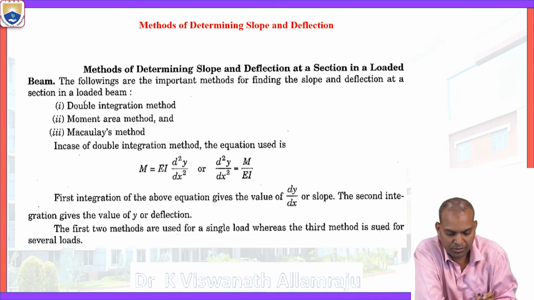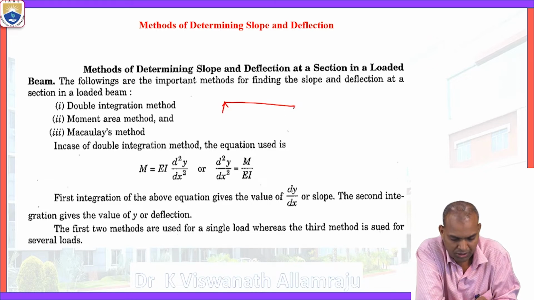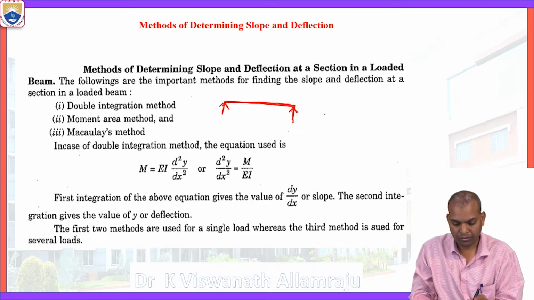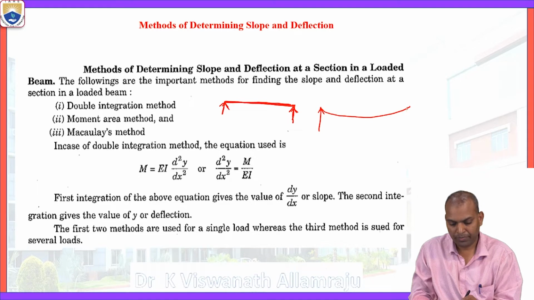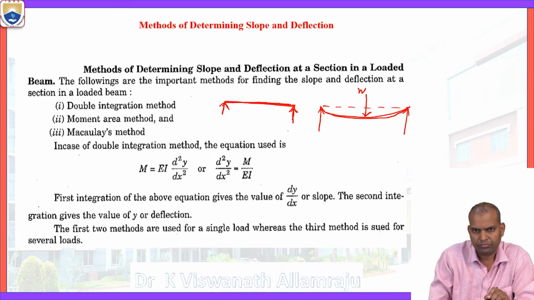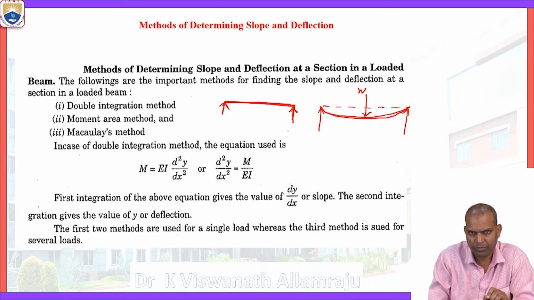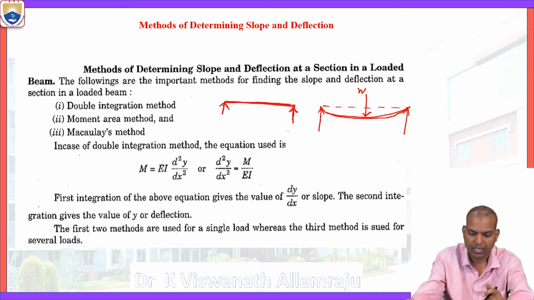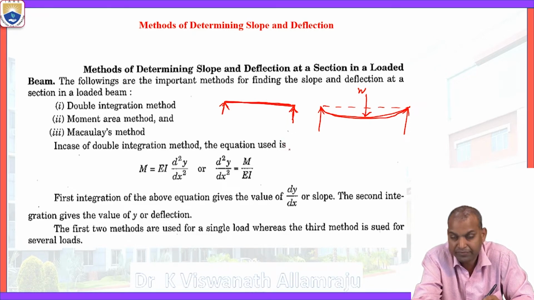If we consider a simply supported beam, fixed at the ends, before applying the load the beam is straight, and after applying the load the beam will be bent, deflected. The load can be a point load, a uniformly distributed load, or a uniformly varying load, or a combination of point loads and uniformly distributed load, point loads and uniformly varying load, or UDL and UVL combinations. When these loads are applied, there will be deflection.